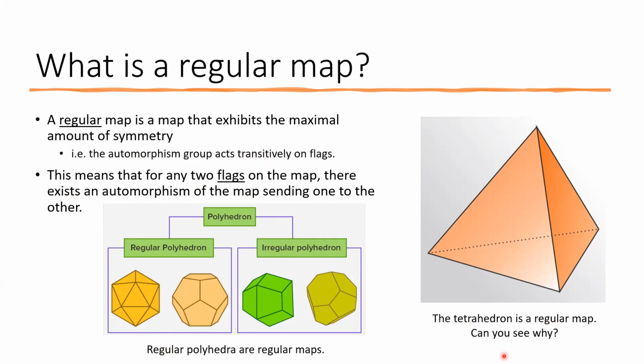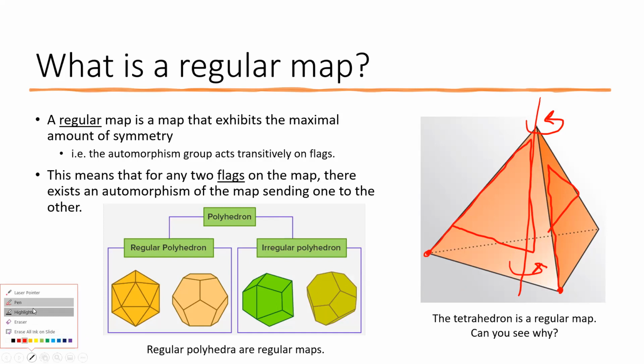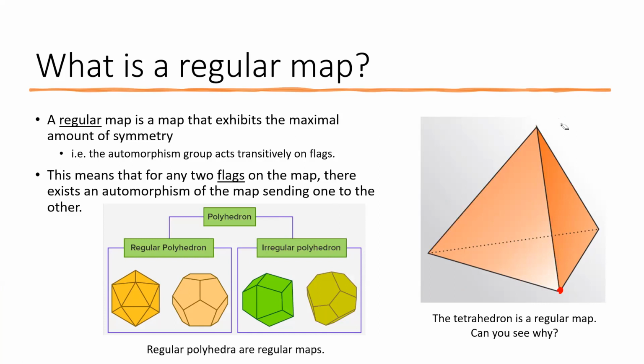Can you see why? Again, what it means to be a regular map is that you can send any flag to any other flag. So for example, I have maybe this flag on my tetrahedron, and I can send it to this flag also on my tetrahedron just by doing a rotation about this axis, right? And for any two flags that I choose on my tetrahedron, there exists some automorphism of the map that sends the first flag to the second. That's why it's a regular map. So that's what regularity means.